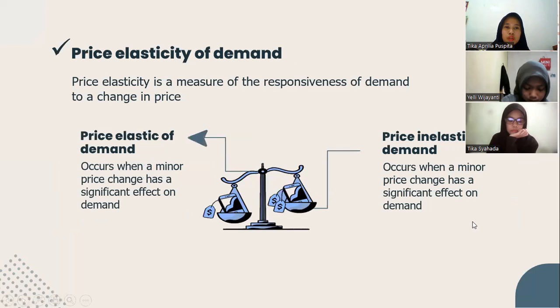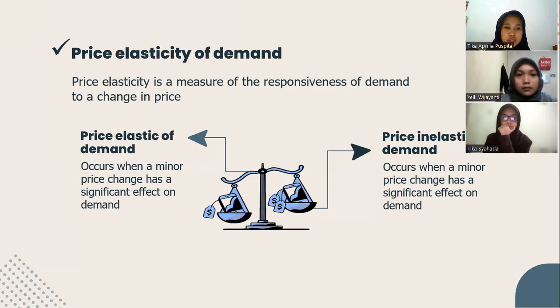The last one is price elasticity of demand. Price elasticity is a measure of the responsiveness of demand to a change in price. There are two types of price elasticity of demand. The first one is price elastic demand. Demand occurs when a minor price change has a significant effect on demand.